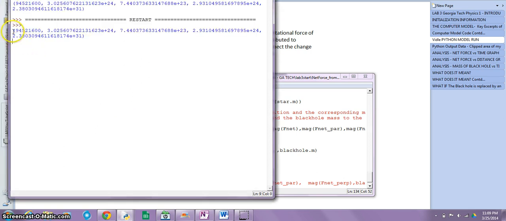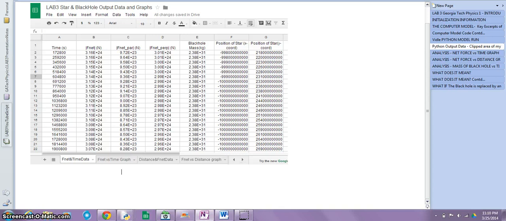This is the line of output generated by Python showing the mass of the black hole on this last position. This is a sampling of the output data written to the CSV file showing all the components of the net force, the mass of the black hole, and position and time data for the star.